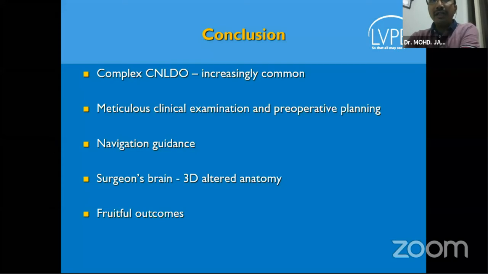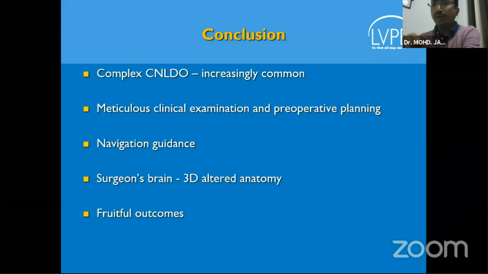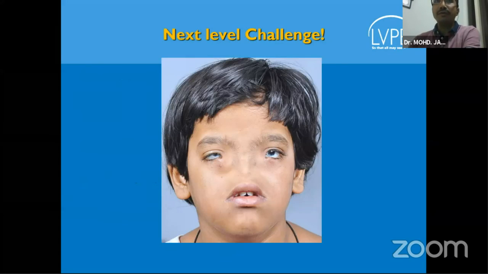And ultimately, while we all will talk about navigation today, what is important for all of us to remember is that the anatomy that you have in your brain is the most important thing. And these are adjuncts to help us. They will not be able to replace the surgeon's skills intraoperatively. But if you use all of these together, it usually leads to fruitful outcomes.